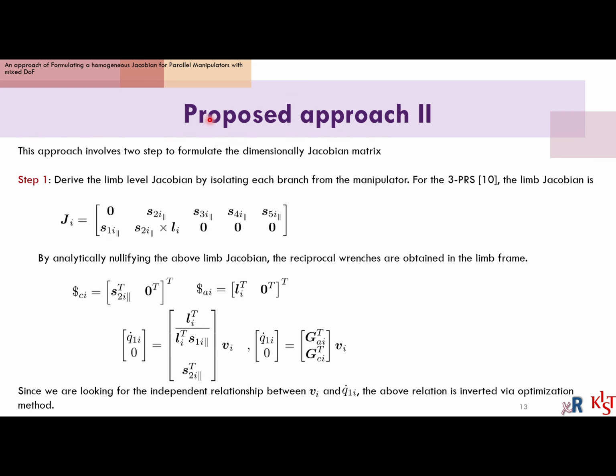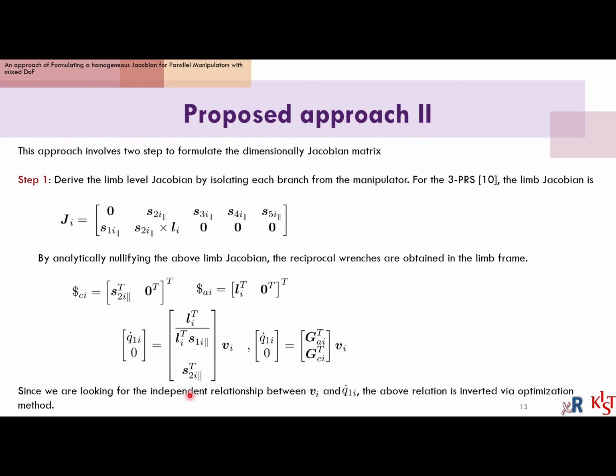The second method is based on the limb level Jacobian. By deriving the limb level Jacobian and using a reciprocal scale relationship, we obtain the limb constraint and limb actuation Jacobian. And then we establish the inverse relation that relates the terminal linear velocity to the actuated joint velocity. Then we found this relation. Here we have the active joint and constraint. Here we have the constraint Jacobian and active joint Jacobian related to the linear velocity of the terminal.